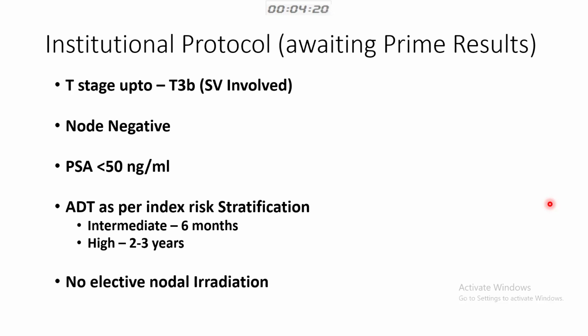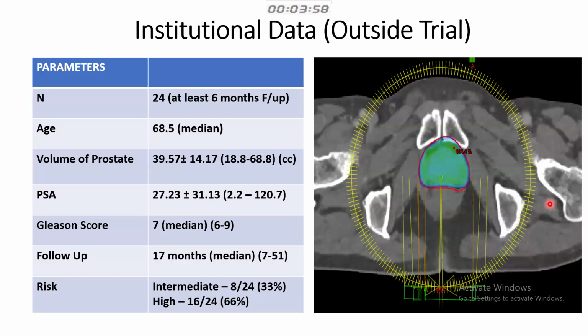The PSA we usually take is less than 50 nanogram per ml, and we use SBRT combined with ADT as per the risk stratification of the patients. And we do not use elective nodal irradiation or pelvic irradiation as of now in SBRT patients in our institute. Outside of trial, we are running a few trials in this patient population also.